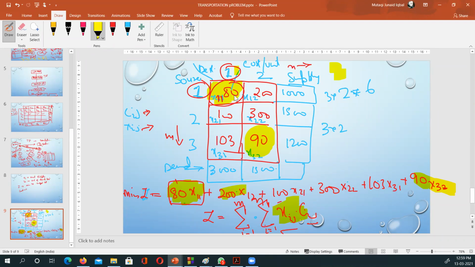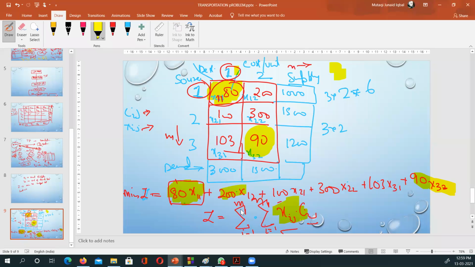You are adding all the boxes together in the matrix. Whatever the matrix there is, we have been given. And what is each box consisting of? X of ij and c of ij. X of ij into c of ij. So I did it in a short form.